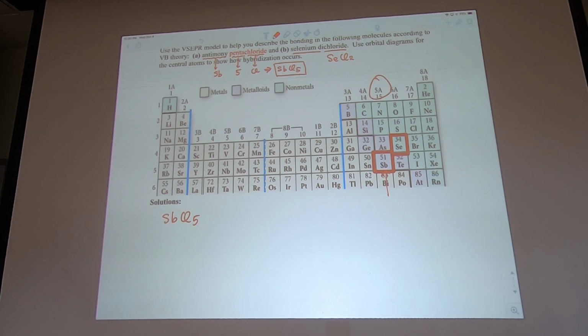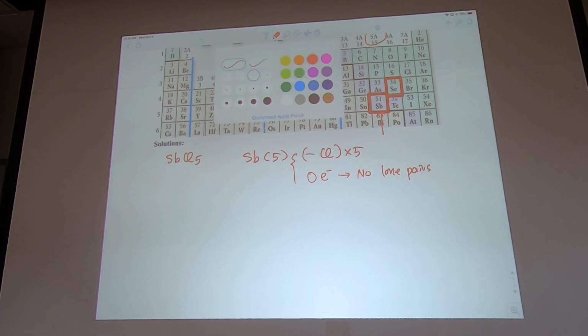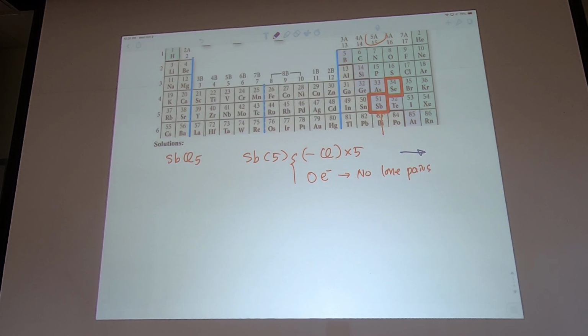Antimony is located in the 5 column. So Sb means 5, and you need to make 5 bonds. So how many extra electrons do you have left? None, right? So there are no electrons left, so no lone pairs. So then what do I do? That means the number of electron groups is 5. 5 means a triangle with things upside down, right? So that's a trigonal bipyramidal structure.